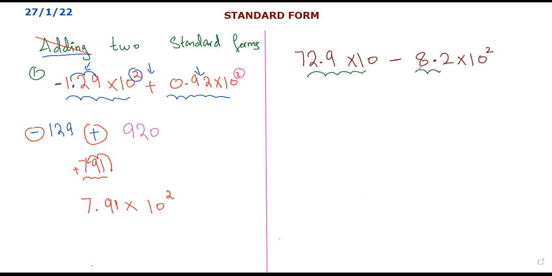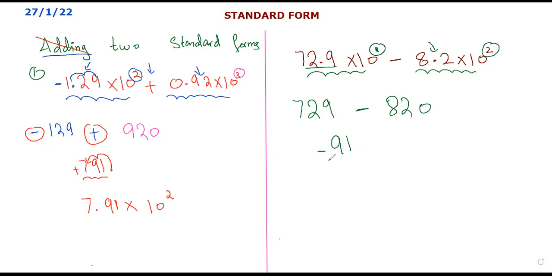Okay, now we have 10 to the power 1. If it is 1, it obviously means we have 10 to the power 1. We have positive power, so this number would become bigger. This would become 729 minus, again positive power, this 8.2 will become bigger, so this would become 820. Now we need to find the difference. What is the difference? The difference would be 91, plus 91 or minus 91? Negative 91. Minus. Very good.